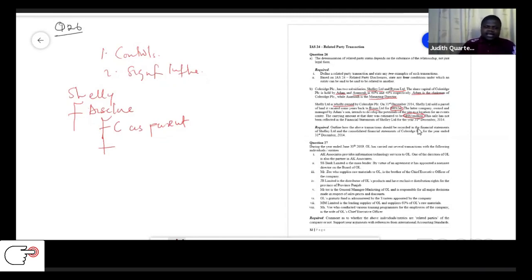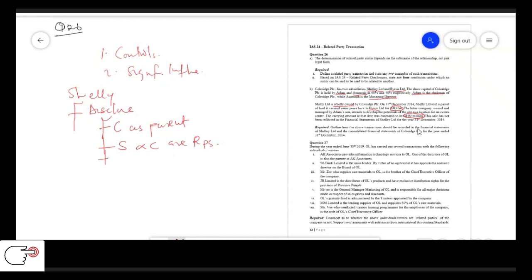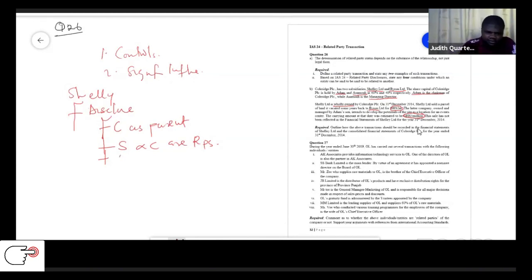Now, once he does that, it means that Shelly and C are related parties. Yes. Okay. And another related party is the son, the key management personnel, Adam's son. C and S plus the Baron. They are all related parties. I hope you know what is happening. They are all related parties.